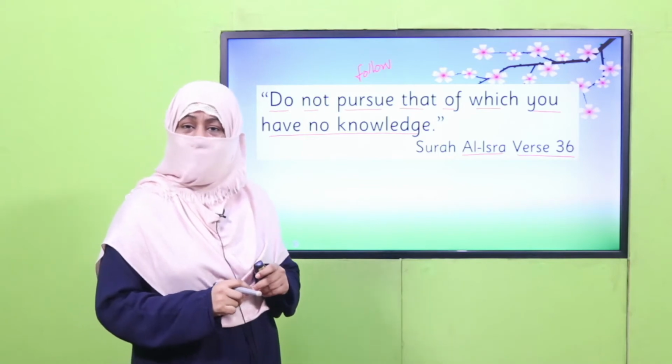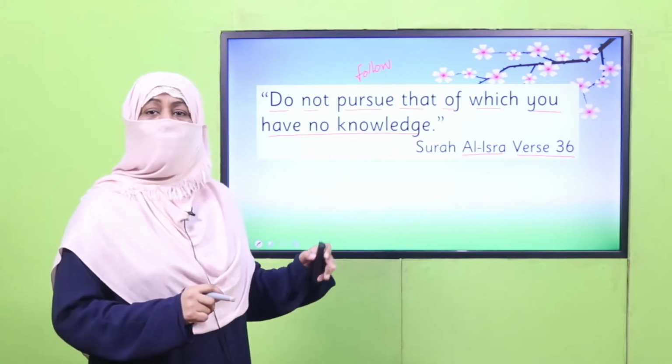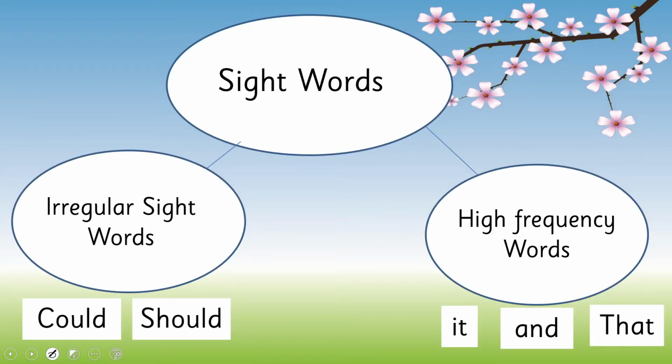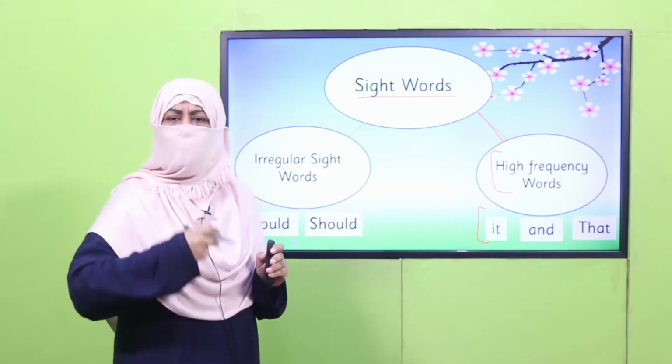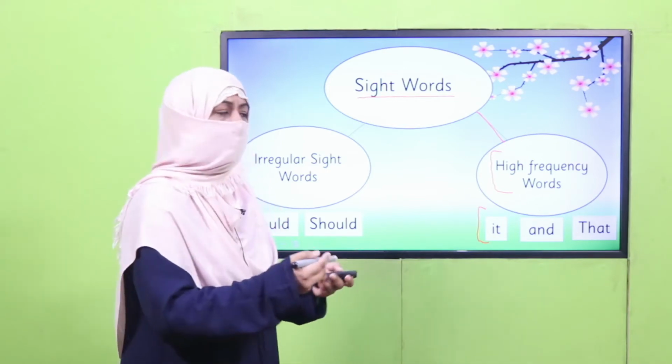So again, today we are going to learn a new concept. We are familiar with sight words. So one step ahead, we are going to learn about irregular sight words. Here I have a picture for you, a map. Sight words can be divided into 2 categories. One are known as high frequency words, which are shown here. And I told you, high frequency words, they pop up so many times. That's why you need not read them, you just know them.